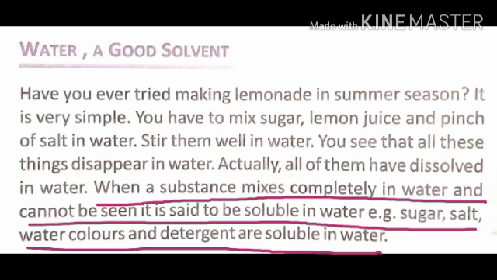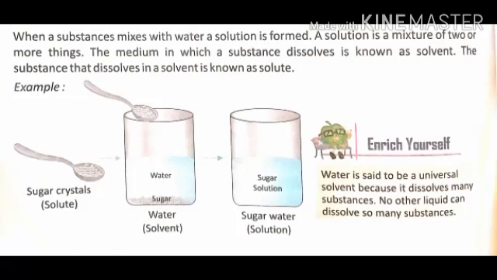When a substance mixes completely in water and cannot be seen, it is said to be soluble in water. That is, sugar, salt, watercolors, and detergents are soluble in water. When a substance mixes in water, a solution is formed. A solution is a mixture of two or more things. The medium in which a substance dissolves is known as solvent. The substance that dissolves in a solvent is known as solute.